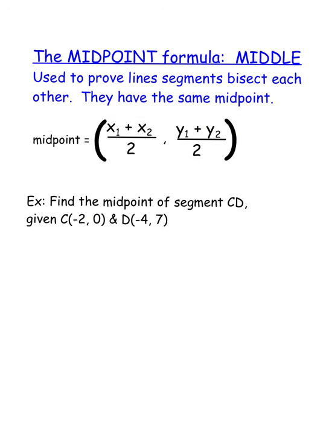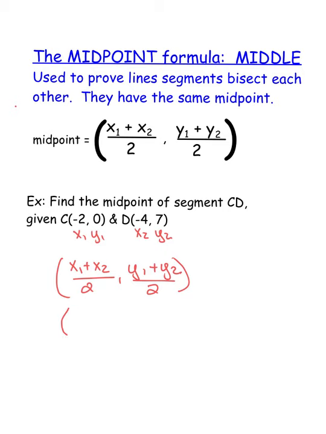The next formula that we want to review or go over is the midpoint formula. When you see the word midpoint, think middle. This is used to prove that line segments bisect each other. If they have the same midpoint, it means they bisect each other. So the example says, find the midpoint of segment CD if C is (-2, 0) and D is (-4, 7). Once again, this is x1, y1. This is x2, y2. So we're going to start by writing down the formula. Every time we write down the formula, we have a better chance of accidentally memorizing it.